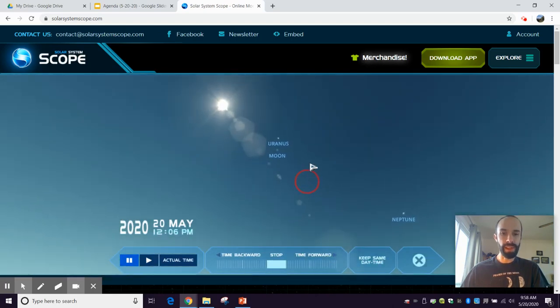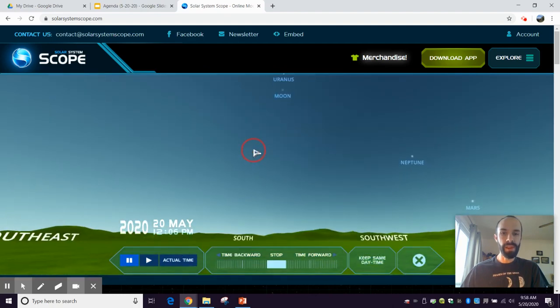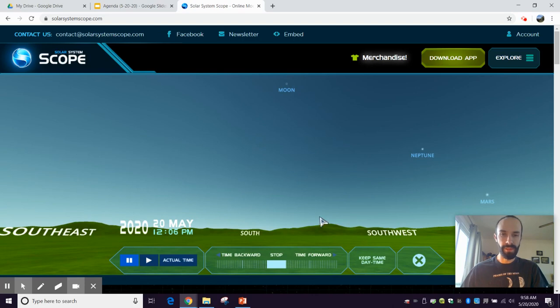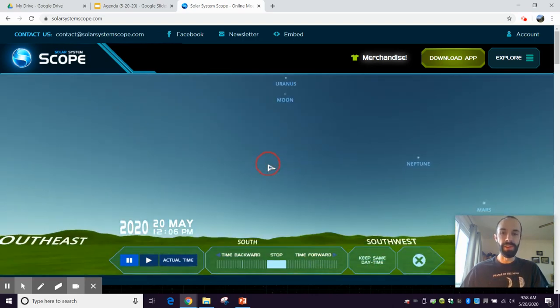And we are facing pretty much due south, okay? And so the sun is always in the southern sky in the northern hemisphere, in New York, and it's going to be pretty much due south at noon.